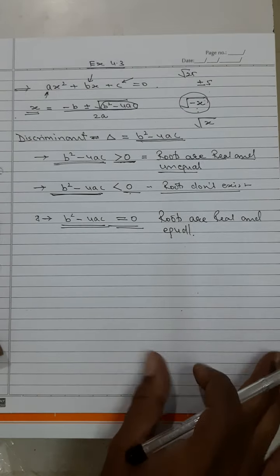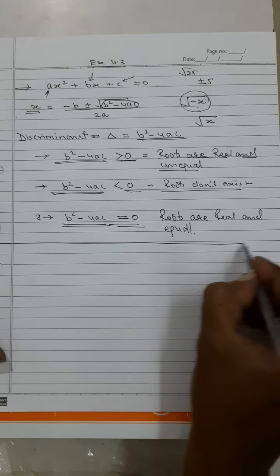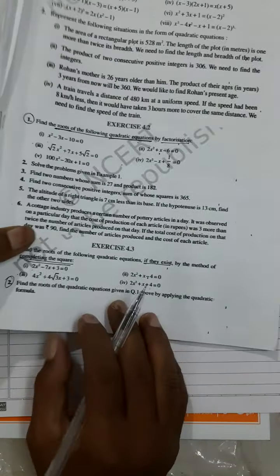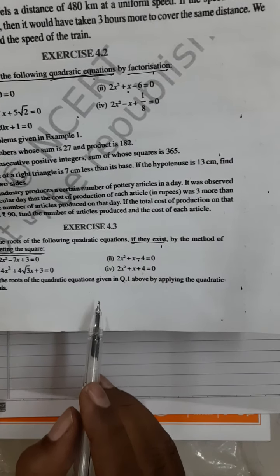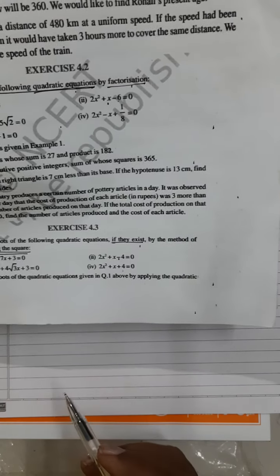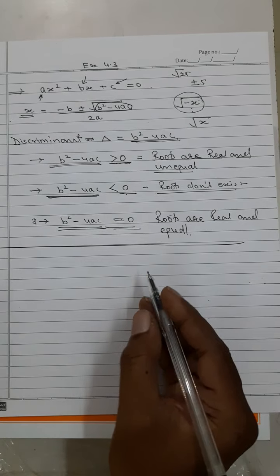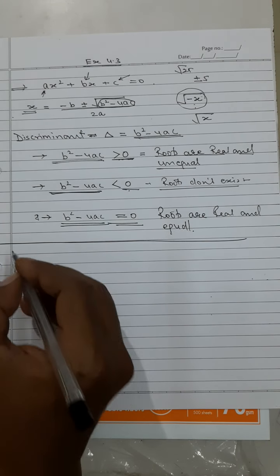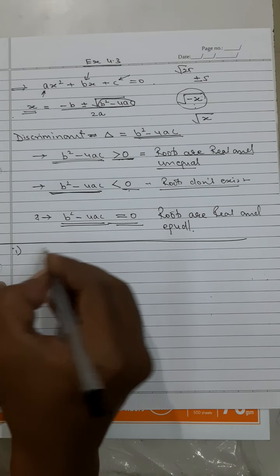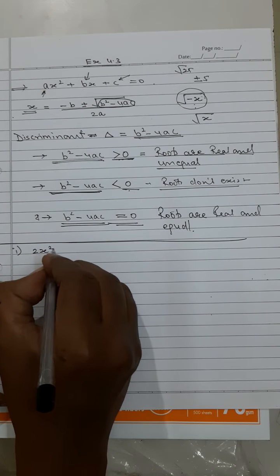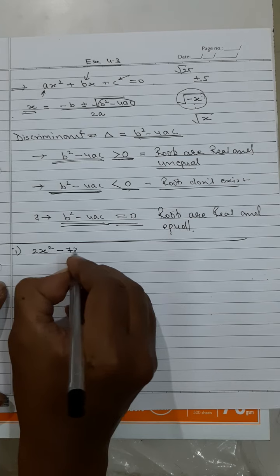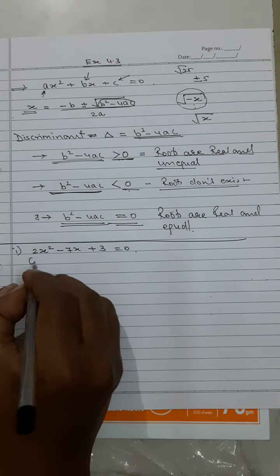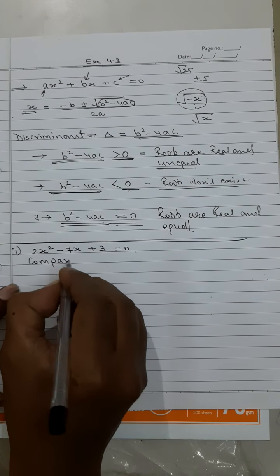Okay, my dear students, so let us proceed with this exercise 4.3, wherein they are asking us to find the roots of the quadratic equations given in question number 1 by applying the quadratic formula. So we have to solve the quadratic equations by using the formula. The first question is 2x square minus 7x plus 3 is equal to 0. Here we will get the values of a, b, c.